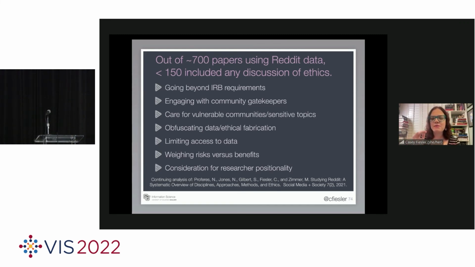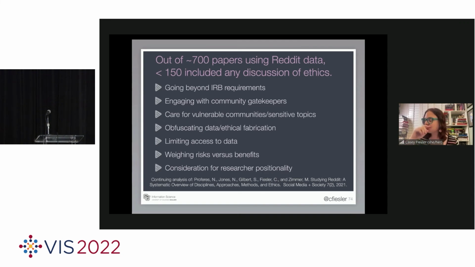And of course, talking about weighing risk versus benefits, including what are the benefits? Like, how often do we actually explain what the benefits are, particularly to the community that you're studying? And then also, again, consideration for researcher positionality, which can matter when you're analyzing trace data.